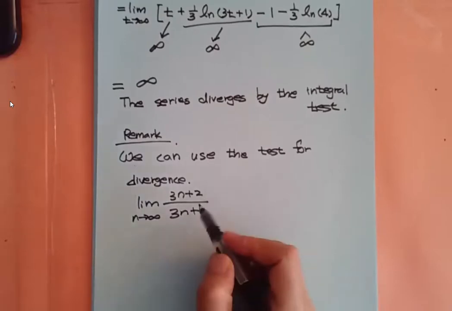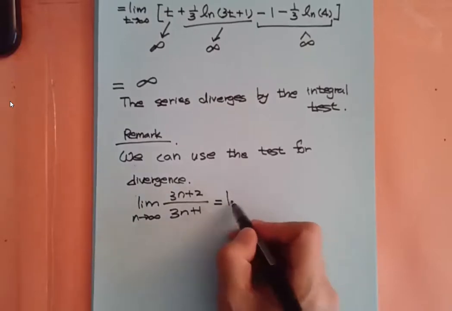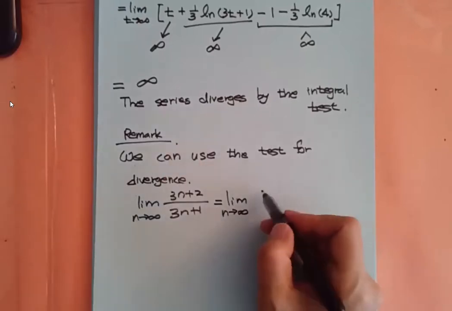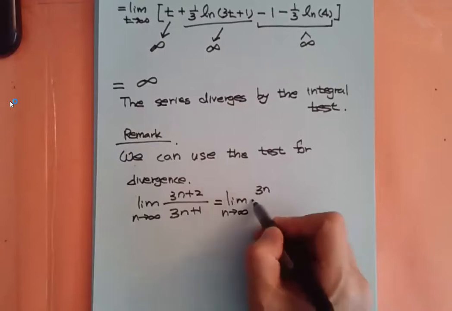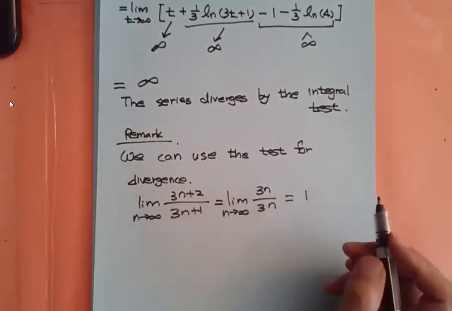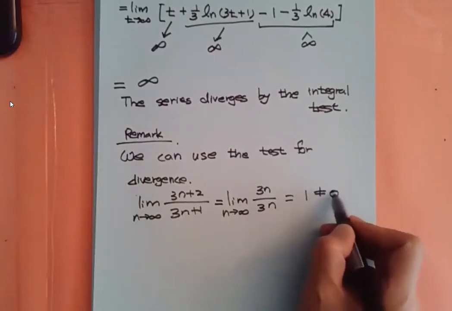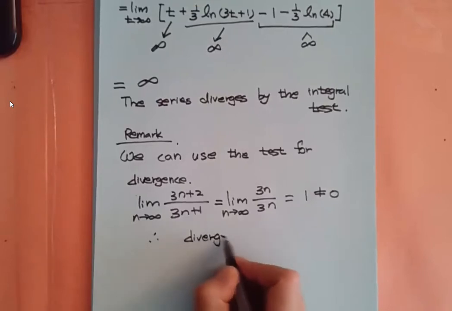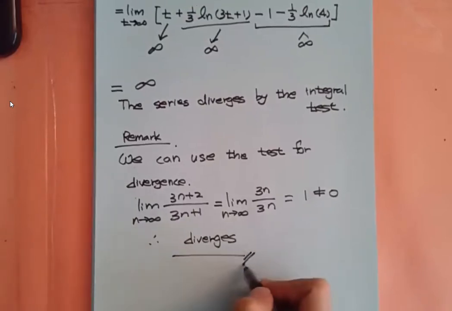So in this case, it equals the limit as n goes to infinity. Just forget the lower degree terms in the numerator and denominator, and then that equals 1, right? That is not equal to 0. Therefore, we can say that the series diverges, which is a lot easier. But depending on the condition of the problem, you have to use the method which is indicated, and that's what was going on with this problem.